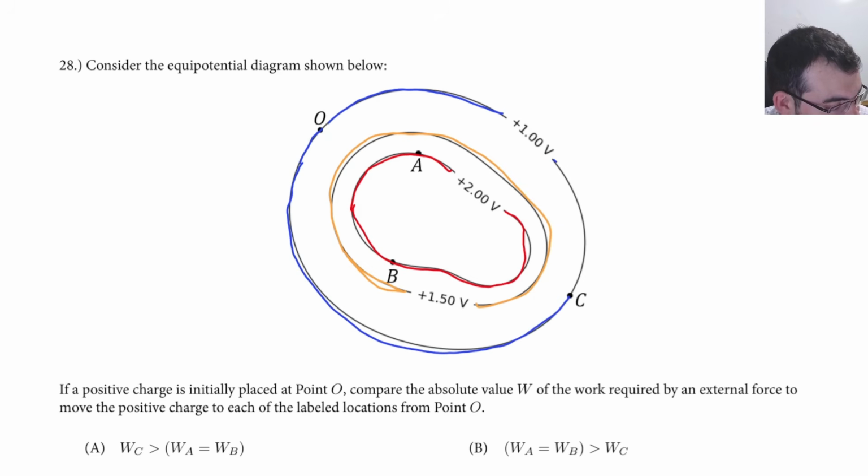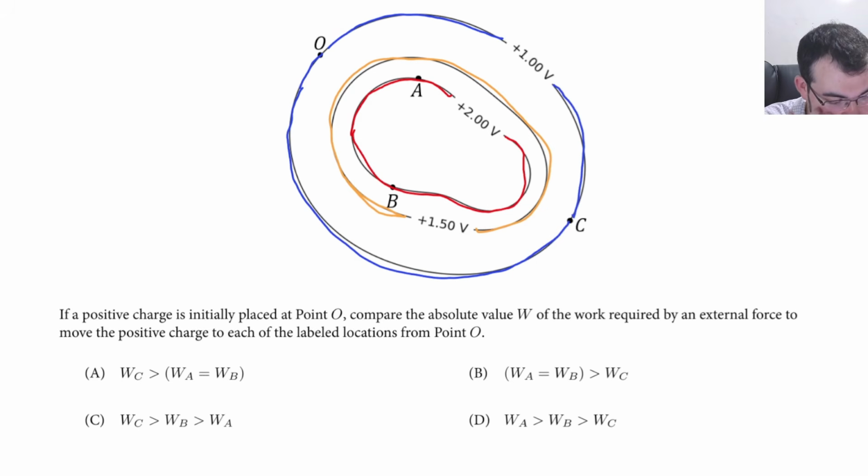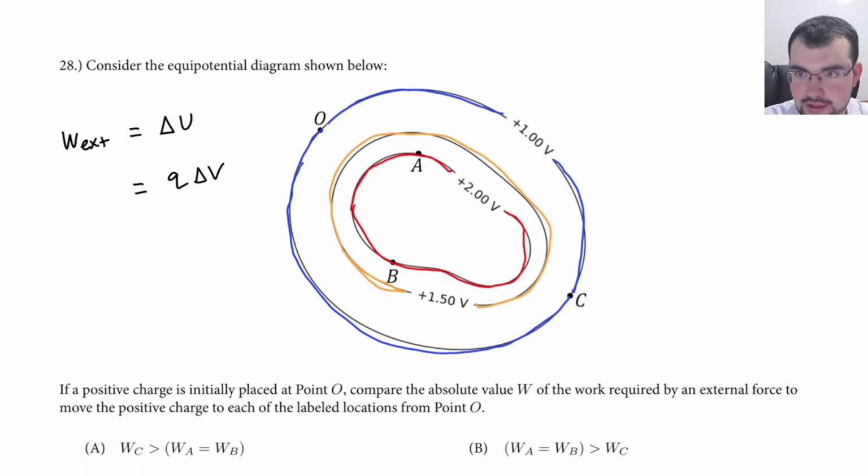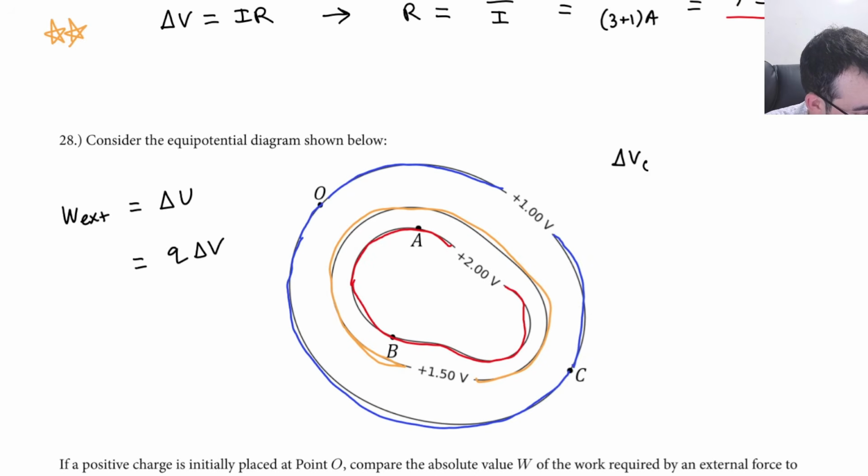and we want to find the absolute value of the work done required to move the positive charge to each of the points. So we know that the work done by an external force is equal to delta U, and delta U is Q delta V. So all we're doing is just looking at the delta V. So delta V from O to A. O is at 1 volt, A is at 2 volts, so that's plus 1. Delta V from O to B. Well, B and A are on the same curve, same color, so that's also plus 1 volt.